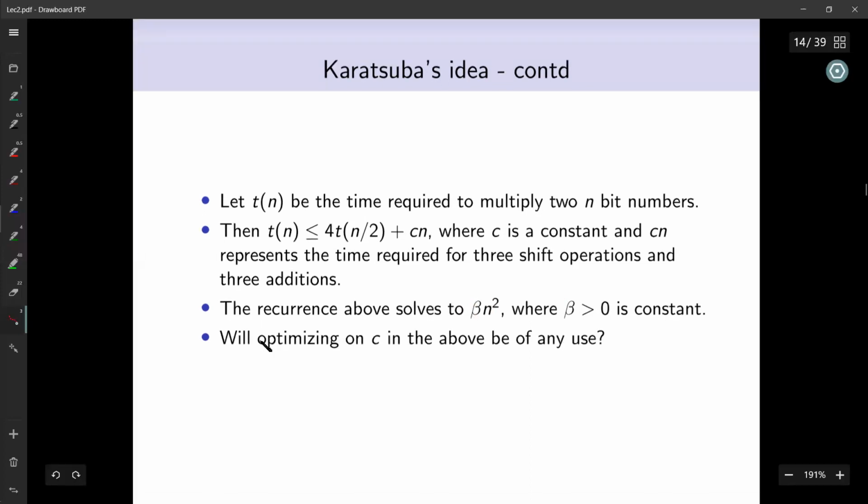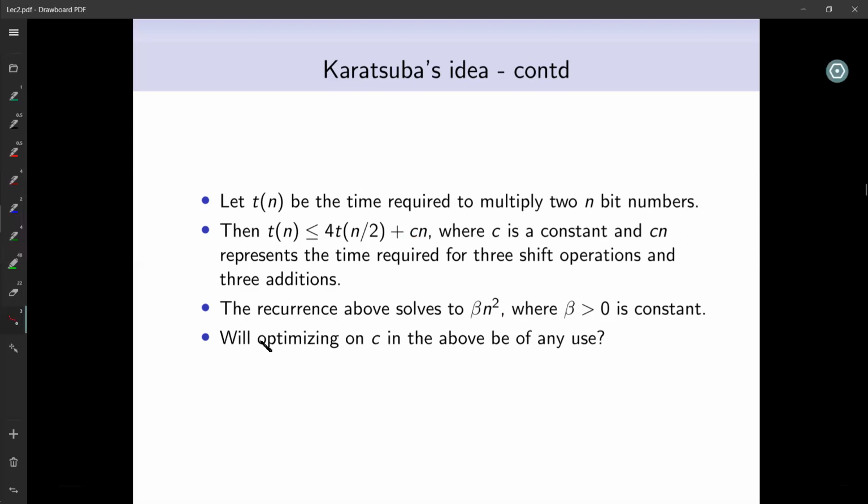So yeah, one thing is we'll optimize. So see, did we really gain anything? Up to a constant multiple, we didn't gain anything, right? We still require n square operations. Our high school idea itself required n square operations. So we didn't really gain anything. But of course, nevertheless, it's a new idea. It's a completely different idea. So it's worth exploring. Now, the first question is, will the improvement on C be of any use?